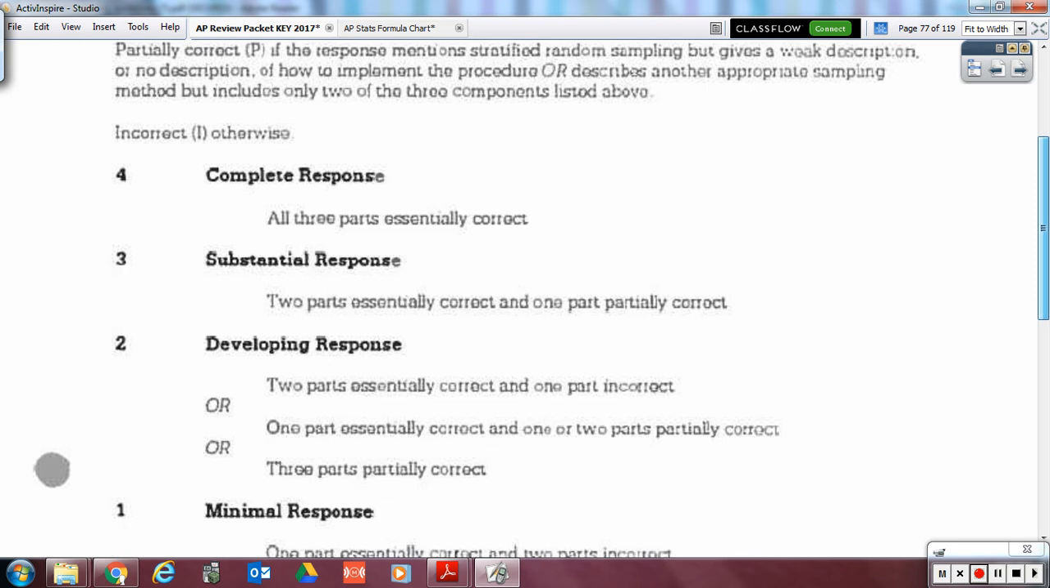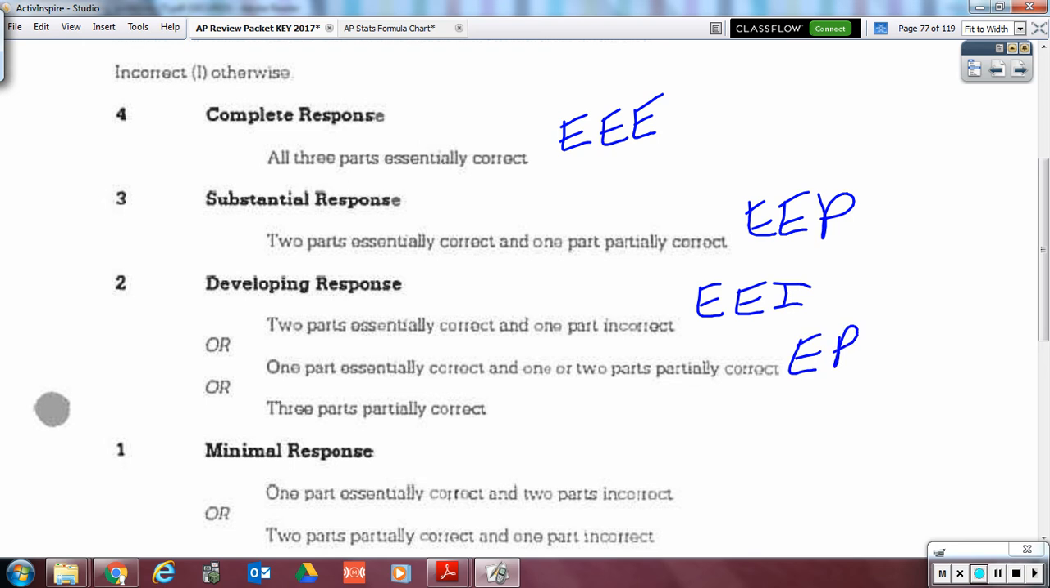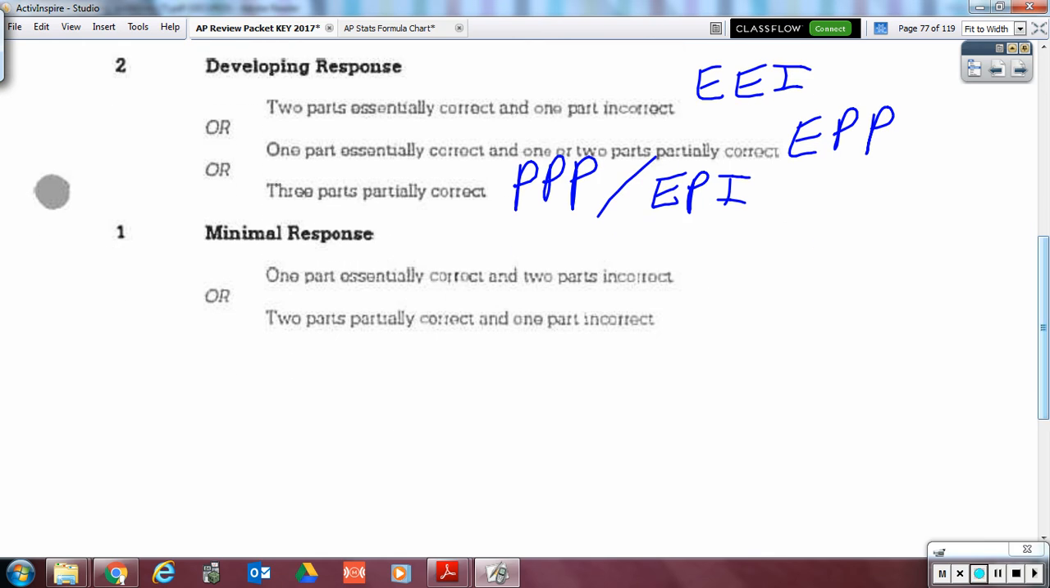So here are your ways that there were three parts to this. Again, EEE is a 4, EEP is a 3. Let's see, EEI is a 2, EPP is a 2, and PPP is also a 2. I would also say EPI is also a 2. And then here, EII is a 1, or PPI is a 1, and anything less than that, you got no credit.